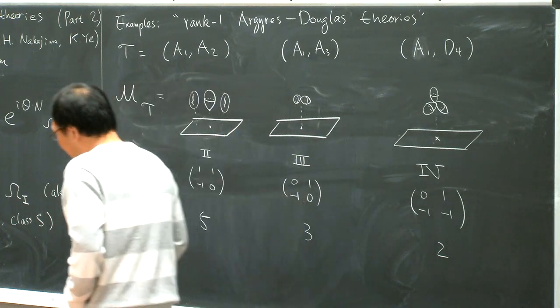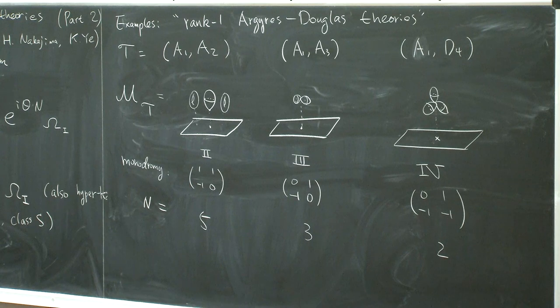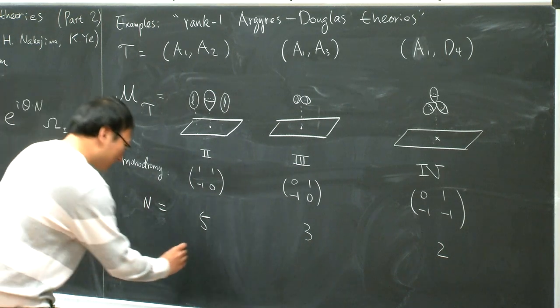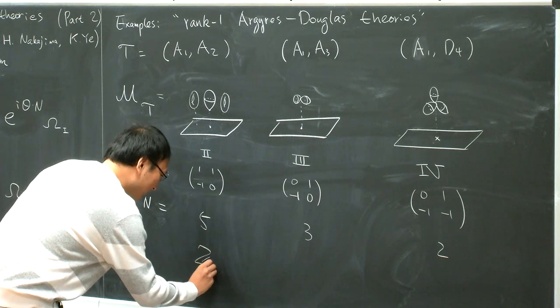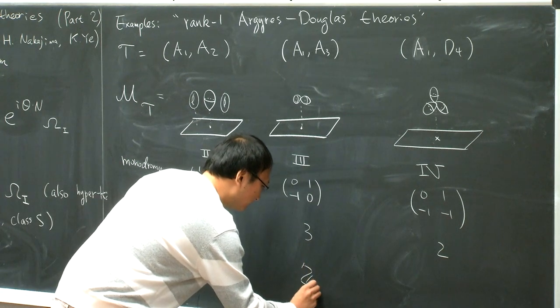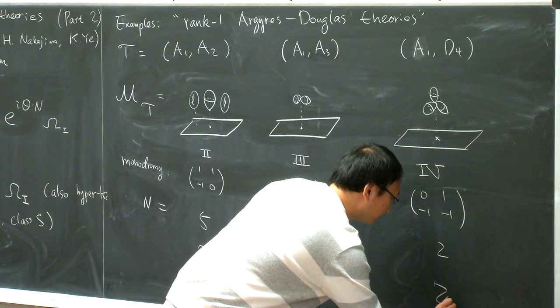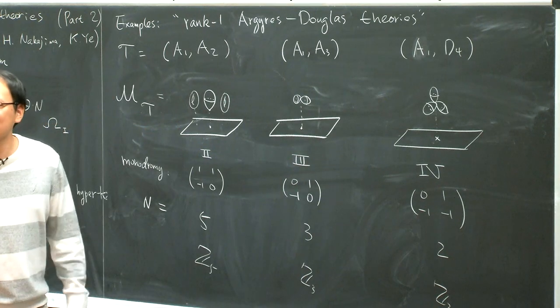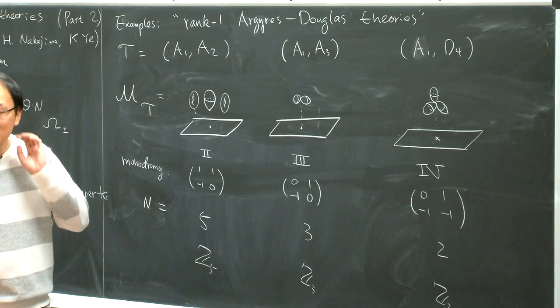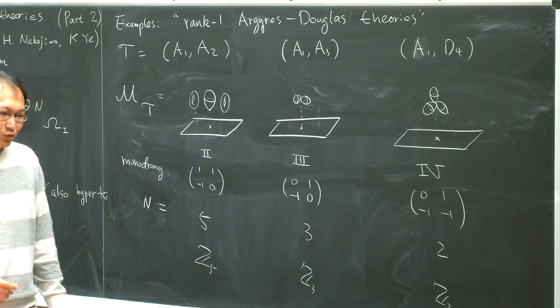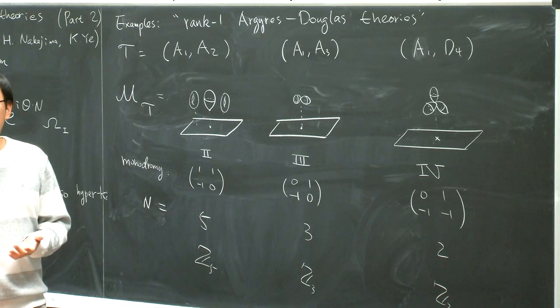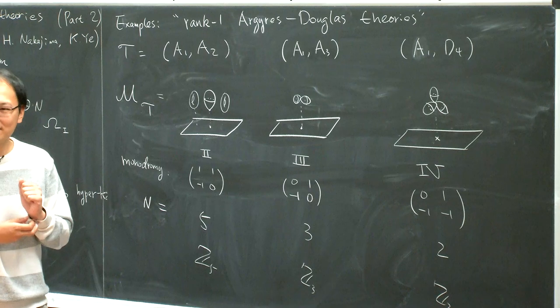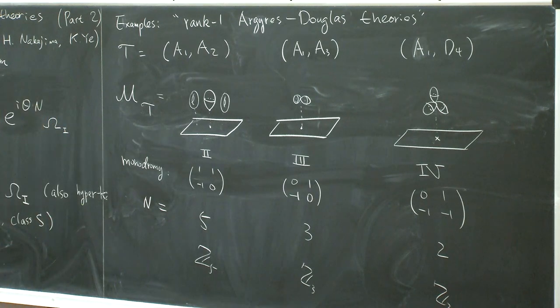Continuous global symmetry. Well, the R symmetry is also a global symmetry. It's continuous. But if you're asking for flavor symmetry, I think in this case it's discrete. So in this case it's Z5 and Z3 and Z2. Well, it's a subgroup of U(1), and the quotient is U(1)_R. More questions?